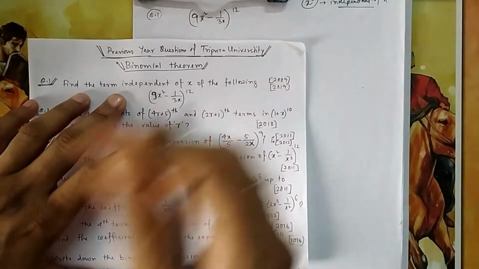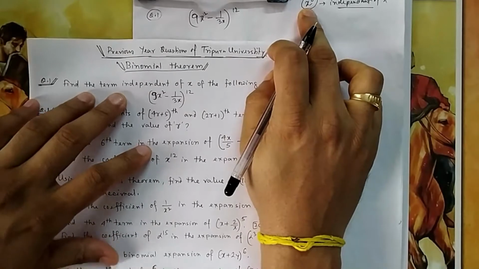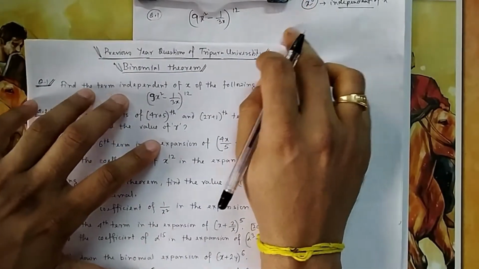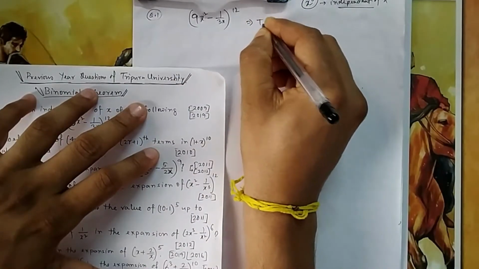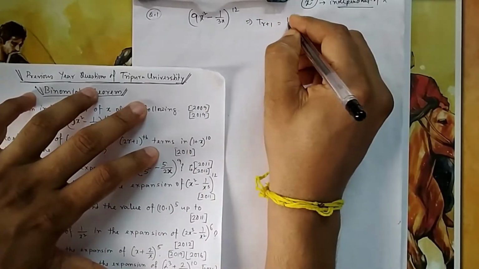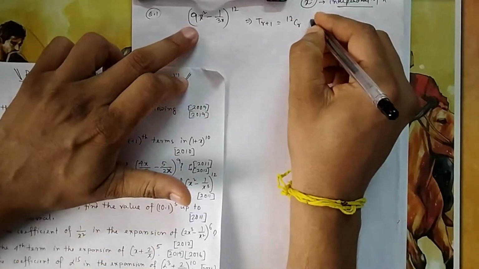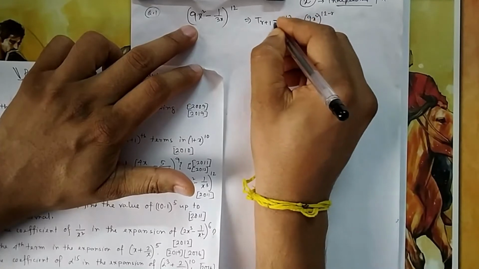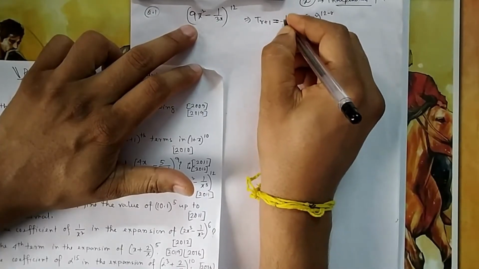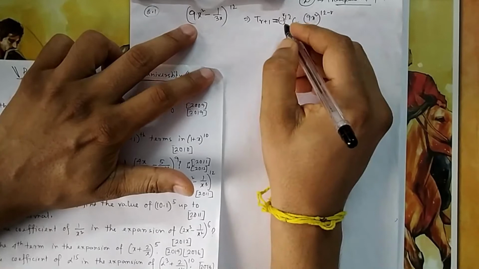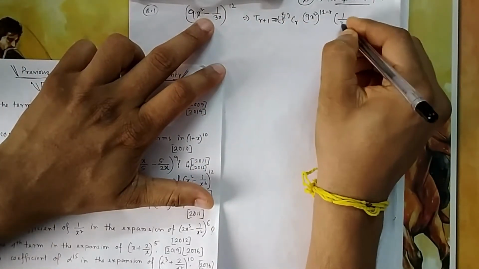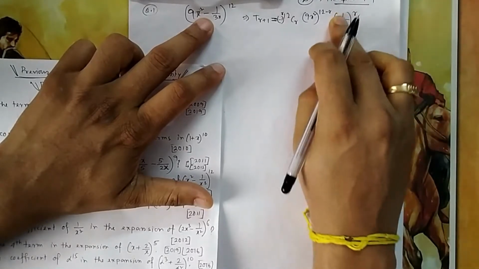For that we always write the general term. Whatever term you want to find, you write the general term and treat it as the required term. So if I take the general term of this one, that is t(r+1), it will be nCr, 12Cr, with the first term to the power 12 minus r, and because there is a minus, you can put a minus 1 to the power r in front. Or you can take y as minus 1 by 3x.